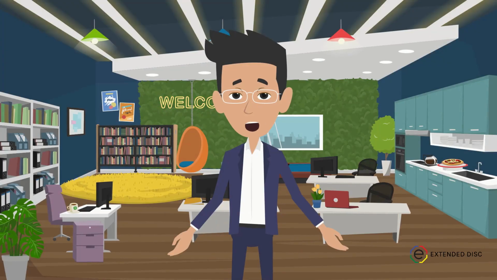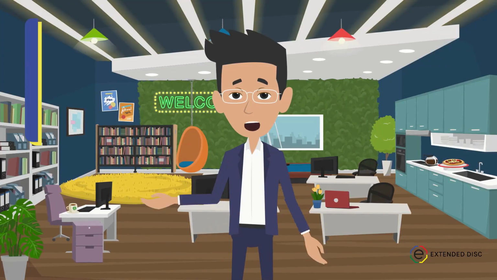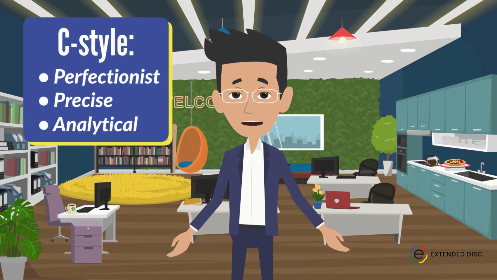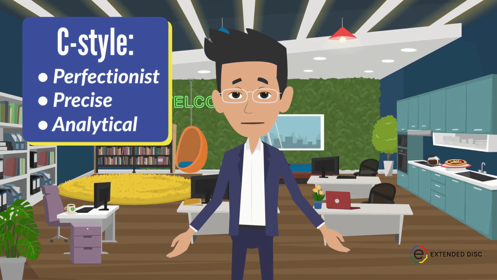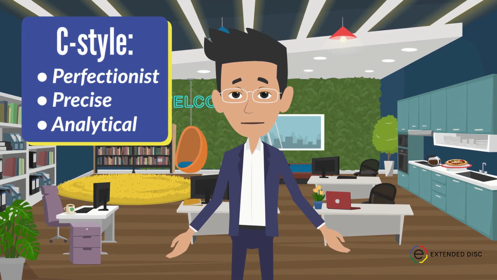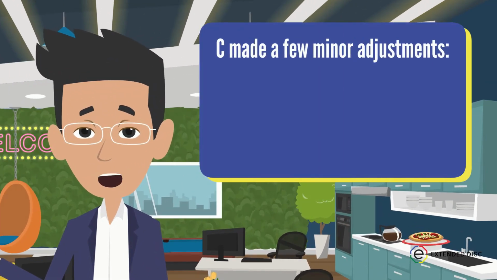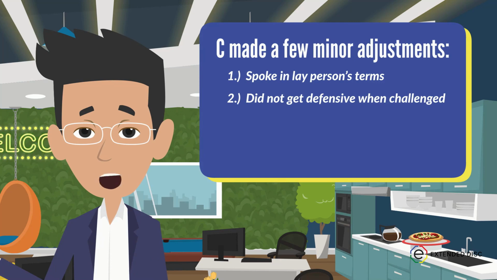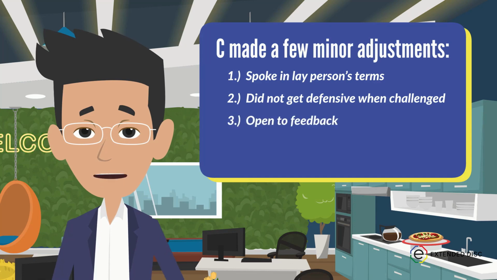Now that was much better. C was still their true self: perfectionist, precise, analytical. But after making a few modifications, their colleagues were much more receptive. First, they dialed back the analytical talk and spoke in a way everyone could understand. Then, when C was challenged by their numbers, instead of getting defensive and insisting that they were right, they took an empathetic approach. They still stood by their work, but acknowledged colleagues' concerns.